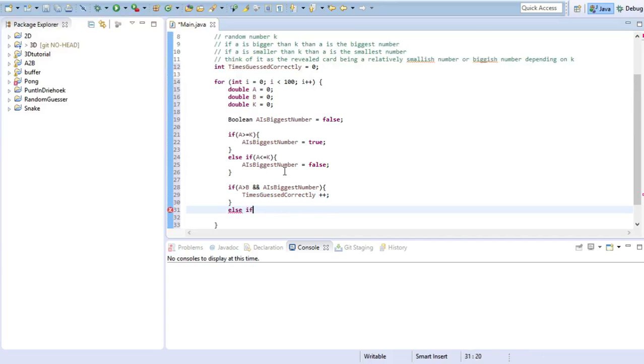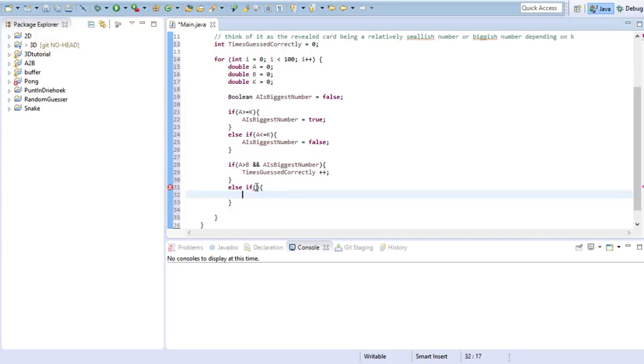Else if A is smaller than B, and not A is the biggest number, times guessed correctly plus plus.